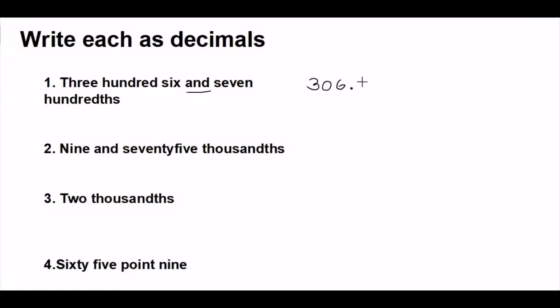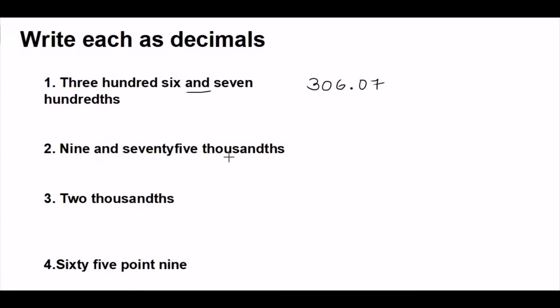So we have to read the digits after the decimal point together and then mention the place of the last digit. So here they have mentioned the hundredths place. That means it is 0.07. 306 and 7 hundredths. Now let's check the second decimal number.